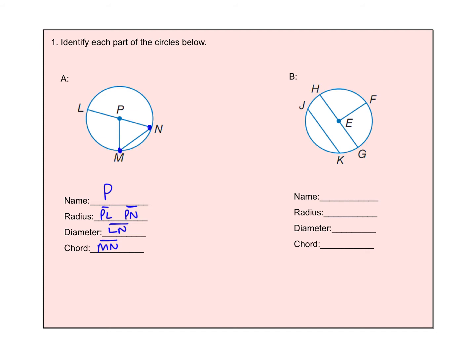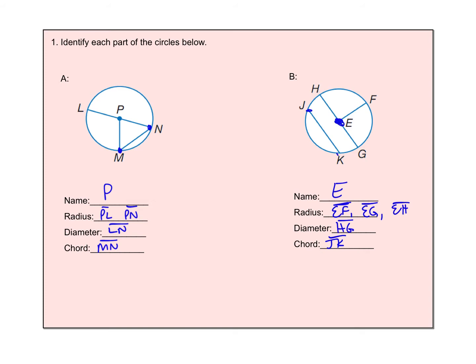For the one on the right here, this will be circle E. Radius, there's only going to be one in this case. Well, actually, there's a couple. I could say EG, or I could say EH, and I could flip those letters around. They would still be the same. Any one of those would be considered a radius. My diameter, there's only one of those. That's going to be HG or GH. And the chord is going to be JK. Okay? So that's just understanding what each part is.